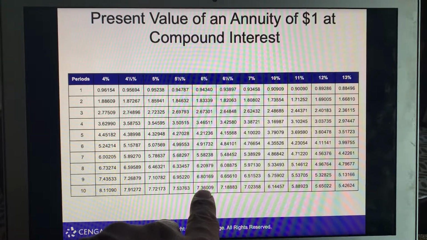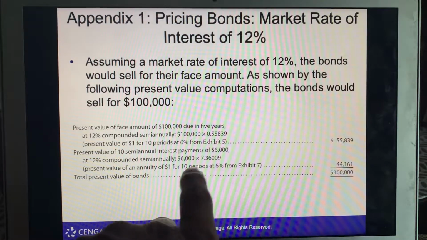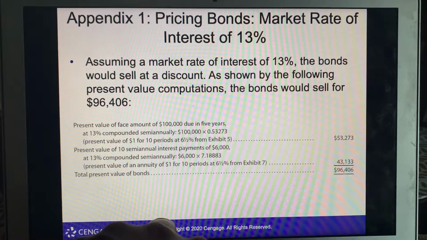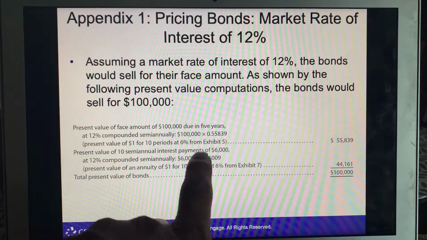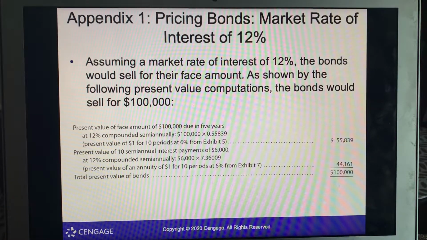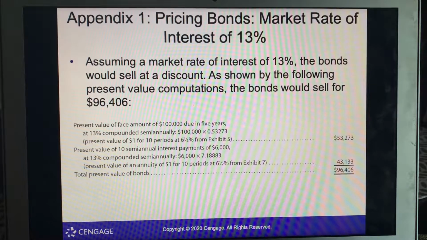6736 right there. Okay, so that's where those come from. Keep in mind though, this also can be done on a calculator, but until you get to finance, you won't be able to do it without a table or understand it. So here's the 13% bond, 96,406.